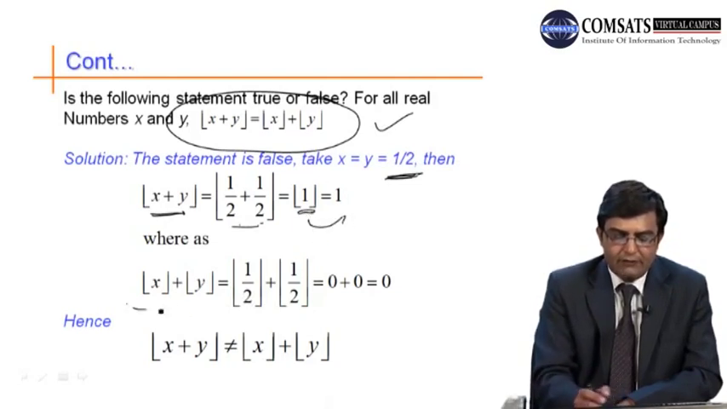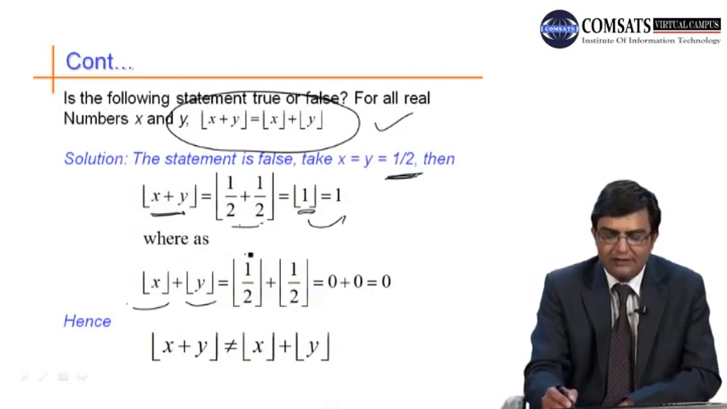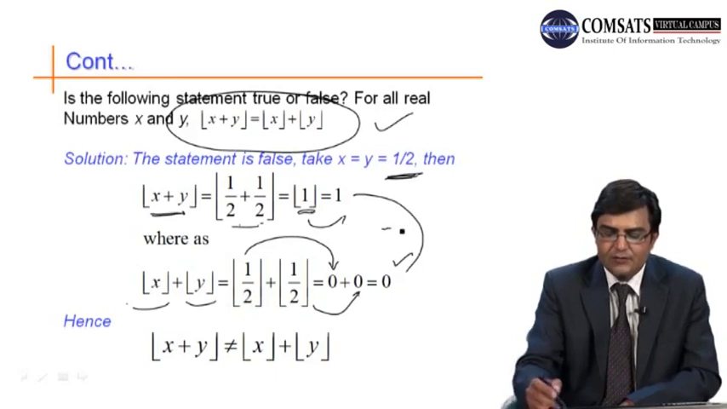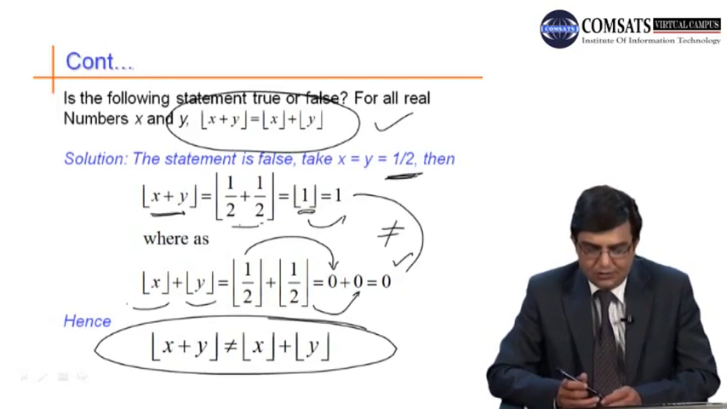Now if we take floor of 1 by 2, it is 0 by the definition of the floor function, and the floor of this other 1 by 2 is also 0. So this 0 plus 0 is 0. Now 1 is not equal to 0. So in general, this statement is not true.